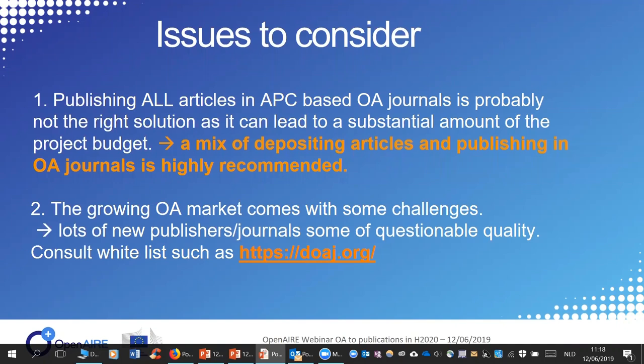There have been some new publishers and journals who are not so strict on peer review. So I would recommend to always consult doaj.org or look at the website of the publisher. Most of the time, it's very easy to spot whether a publisher is credible or not. You can look at the peer review or at the editing board of the journal.